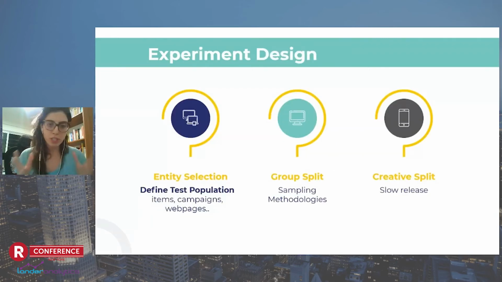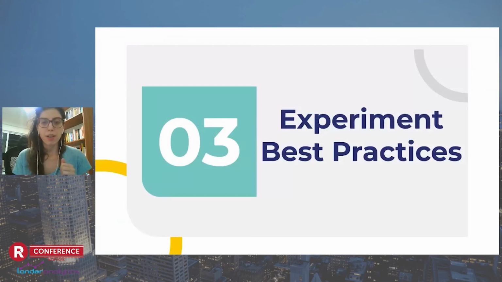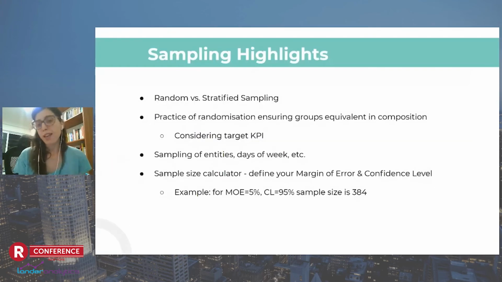Yeah, so we talked about entity selection. So definitely define the test population. It can be items, it can be campaigns, it can be the pages on your website, it can be anything, but it has to be a very well-defined unit. The group split, which I'm going to be talking about in the next slide. And then we have the creative split, which is kind of a slow release, but it's a smart slow release. Yeah, and then going directly to the highlights.